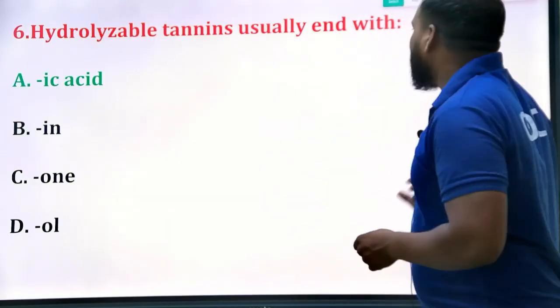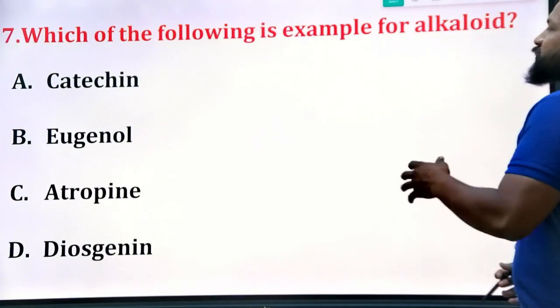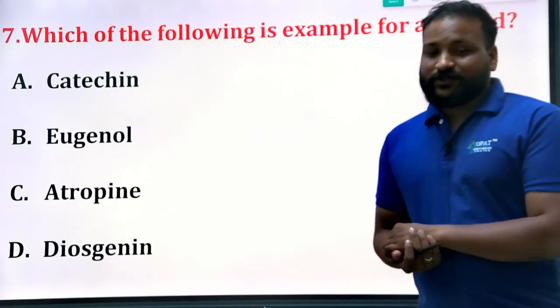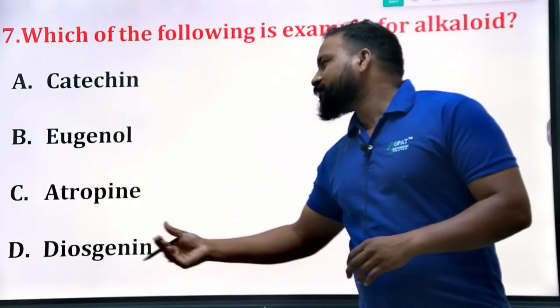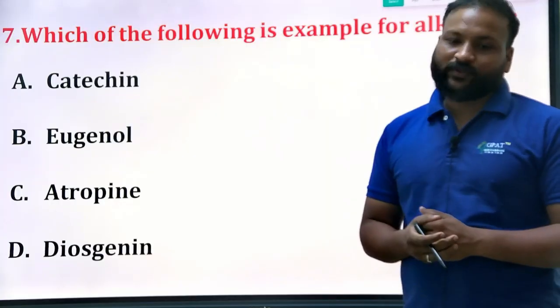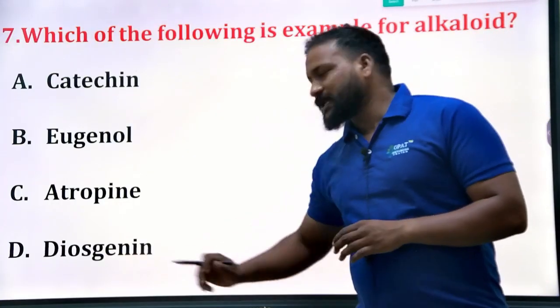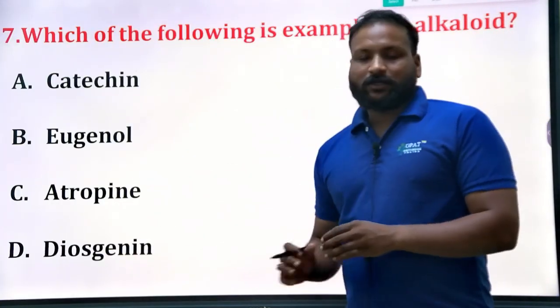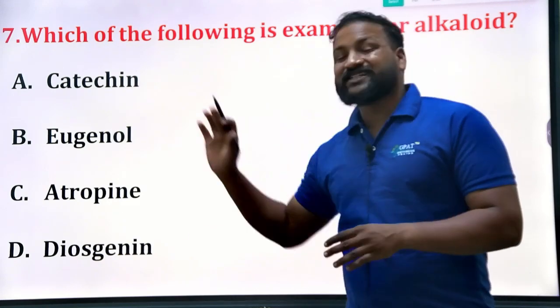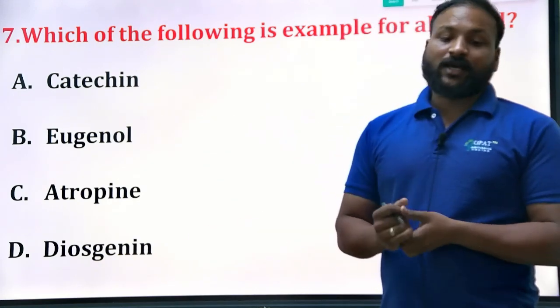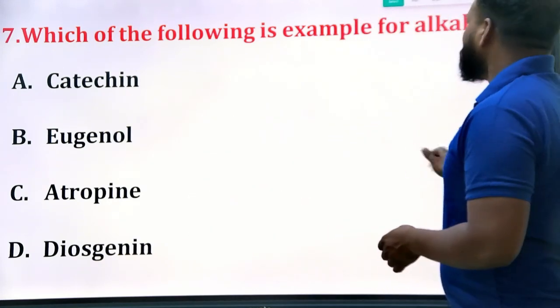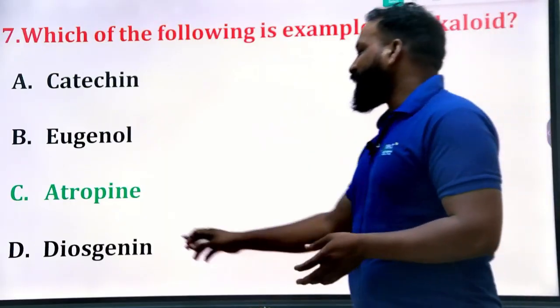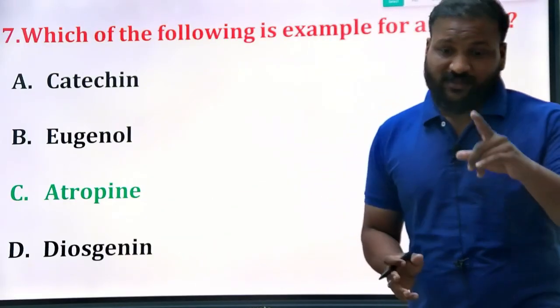Okay, yes. Now, which of the following is an example of an alkaloid? Based on this suffix, you need to tell me which of the following is an alkaloid. Obviously xanine means glycoside, ol means volatile oils, and catechin means it is a tannin. Chin means tannin. Now undoubtedly option C is the right answer, because ine stands for alkaloid.